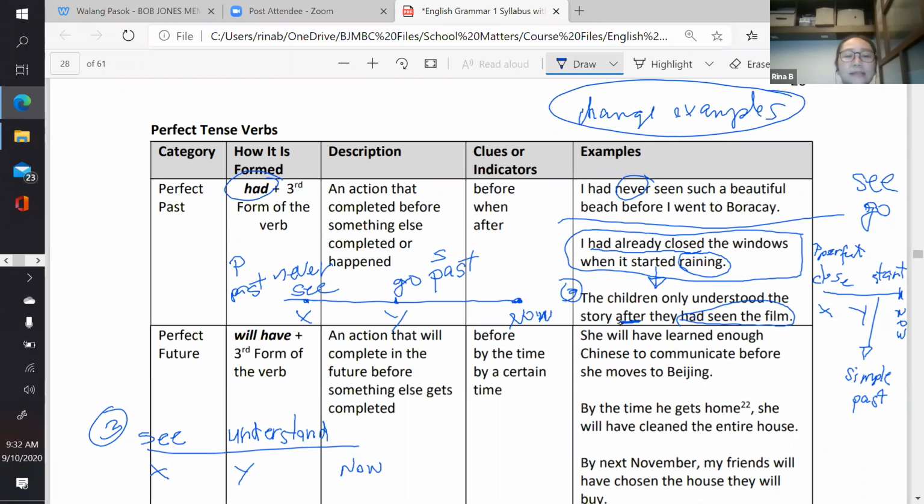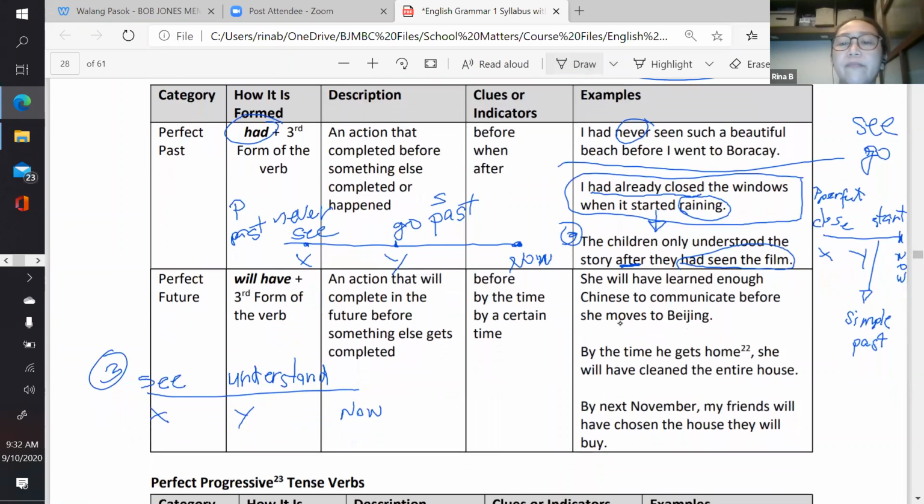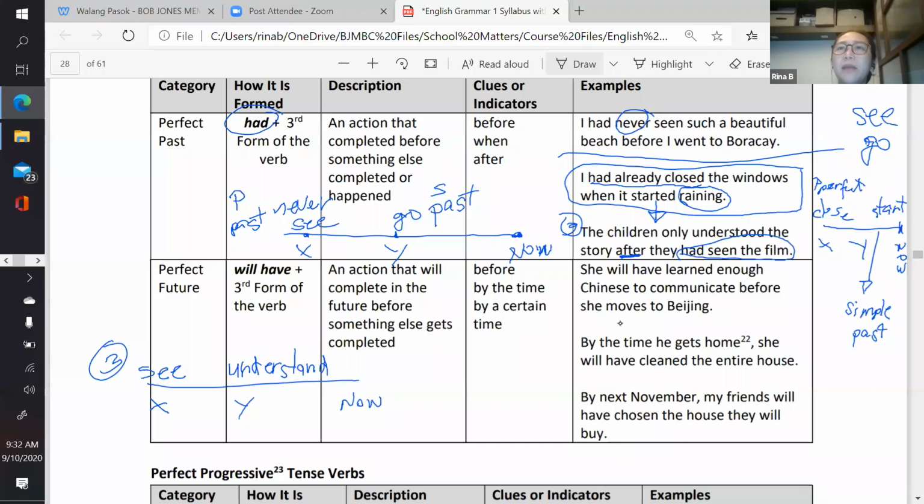And then, perfect future. More confusion. Perfect future. It's talking about an action that you are guaranteeing will be completed in the future. Okay? But before something else gets completed. So that's the difference, no?